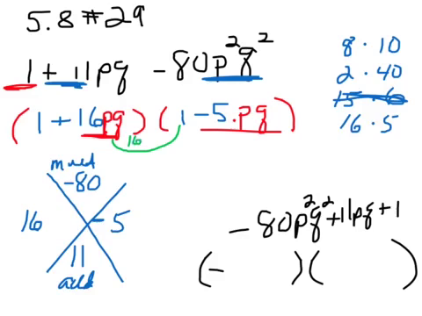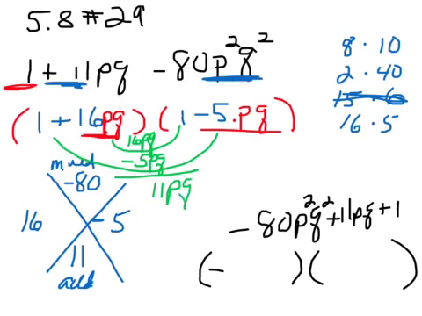16pq times 1 is 16pq. Always put the letters in alphabetical order, right? And then if you do the other little smiley face or rainbow there, 1 times minus 5pq is a minus 5pq. 16pq minus 5pq is 11pq. Did I get the right thing?